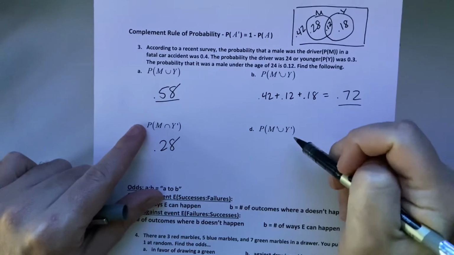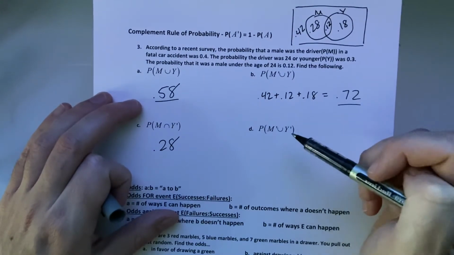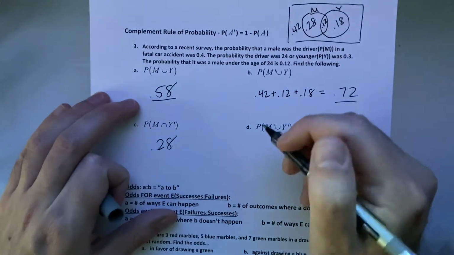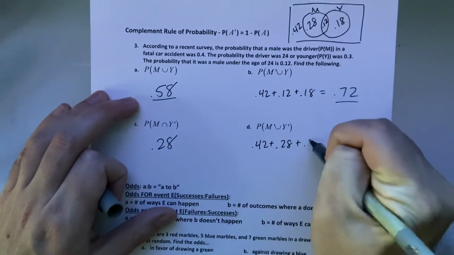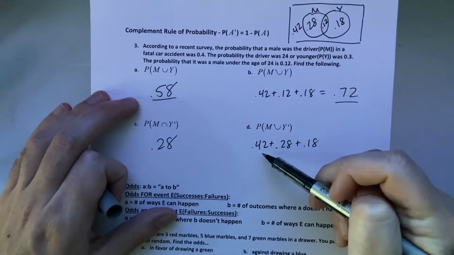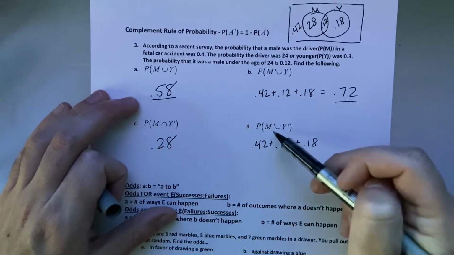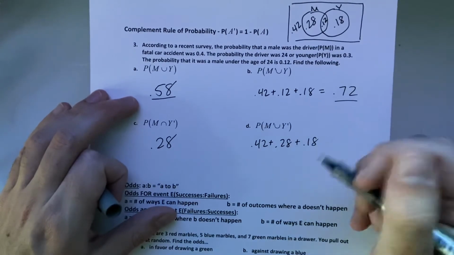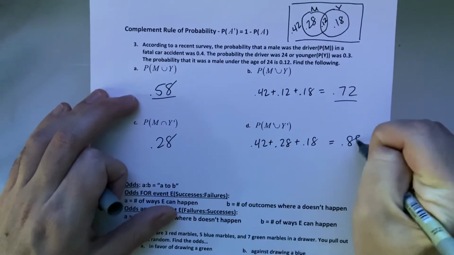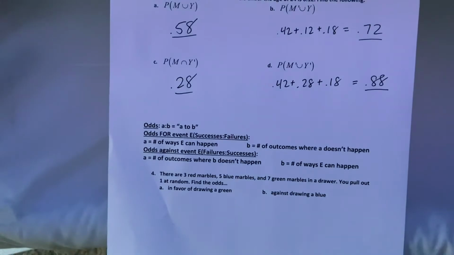Not male or not young or both. So that's everything but the young males, everything but the 0.12. So that's the 0.42 plus the 0.28 plus the 0.18. Because these people are not male and not young. These ones are male but not young, which is fine. It's one or the other. And these ones are young but not male. So when you add this up, it's 0.88. So sometimes the Venn diagram can really help in this case.